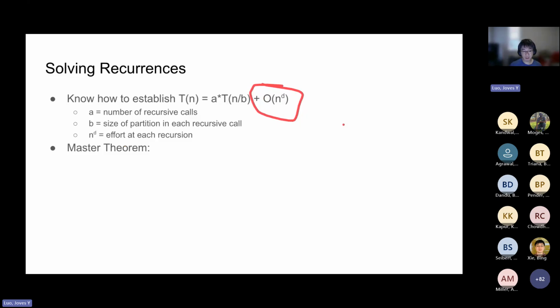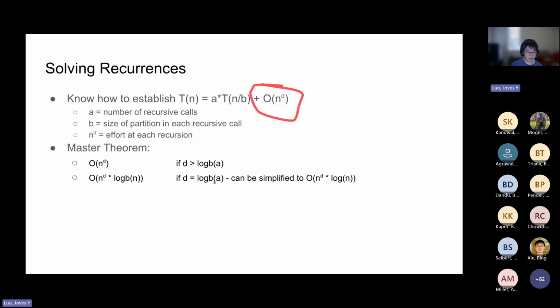Okay, so once you have your equation established, you can solve it in a few ways. There's the master theorem where you go, okay, I can take my different values and compare them. And by comparing them, it gets me to a runtime that I can claim. So if D is greater than log base b of a, then my runtime is O of n to the D.